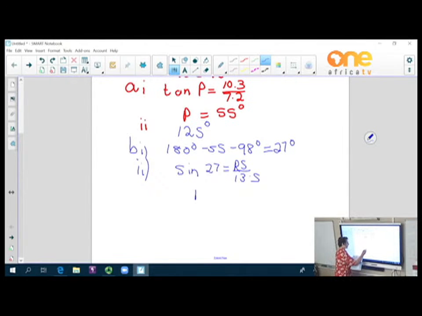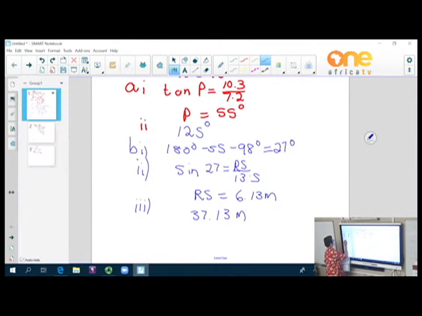And then which method? Top times. You just multiply the two there, and I got 6.13 meters. And then finally, find the total distance that the ferry sails. That's right around PQRS. You just add all those sides, and it is 37.13 meters. That's then the total distance.